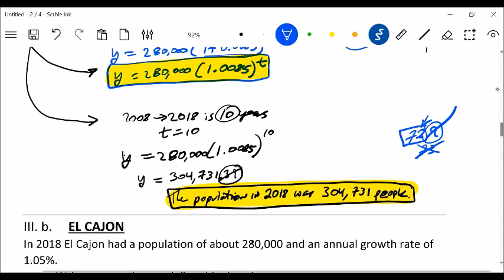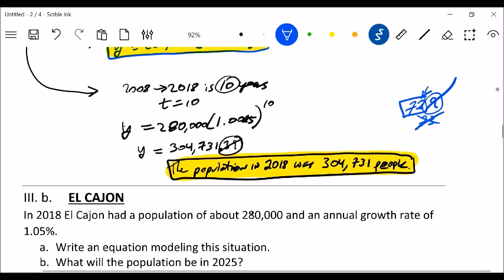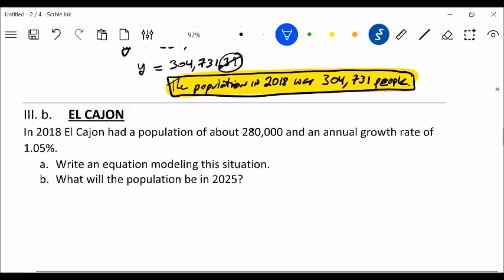It's just if it's a person or a number of animals, like there's some problems where we have fish or rabbits or things like that, then you can't round up. You simply don't count the decimal point. Now let's look at the next problem.